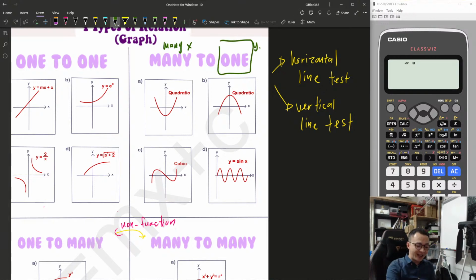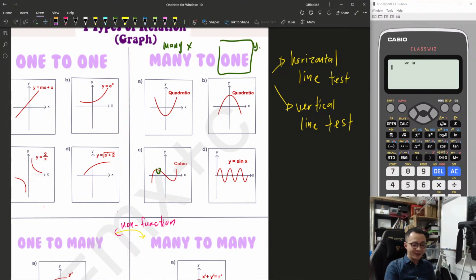You do a vertical line. If you do a vertical line, you realize I only touch one value, no matter how many vertical lines I draw. That is how I get the idea of one. Here you can see I draw a vertical line and I only touch one point.